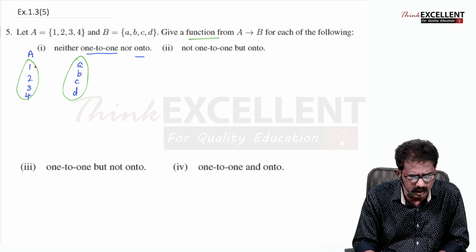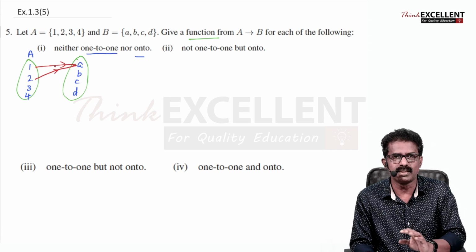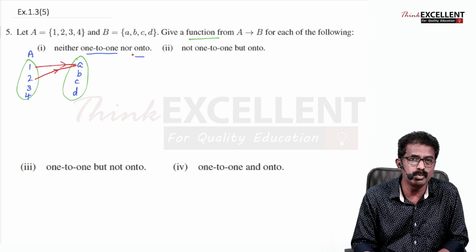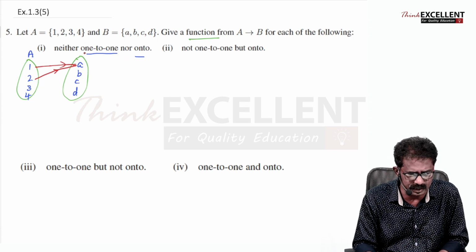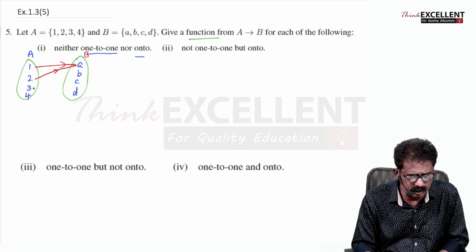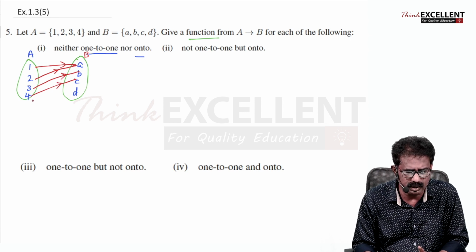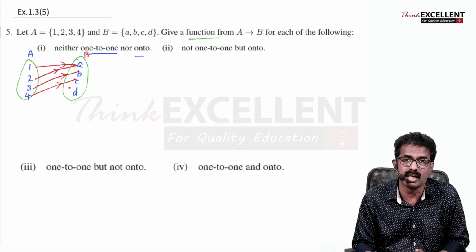It is not 1-1. So 1 is related to a. Suppose 2 is also related to a, then itself it is not 1-1, right? It is not onto. Not onto means some elements have no pre-image. Some elements should be left out in the second set B. Now the remaining I am giving like this. So now one element d has no pre-image. So it is not 1-1, and it is not onto also, right? So codomain and range are not the same.